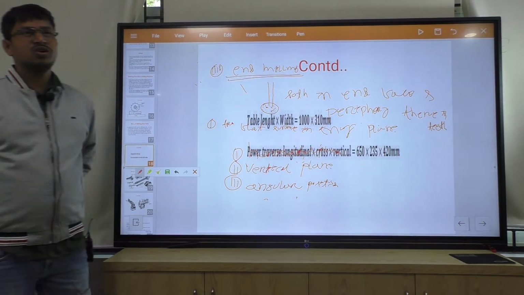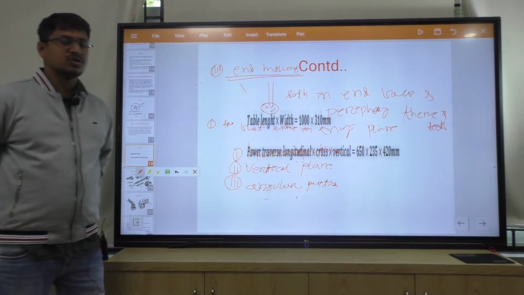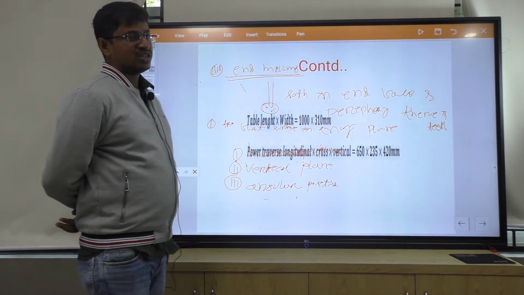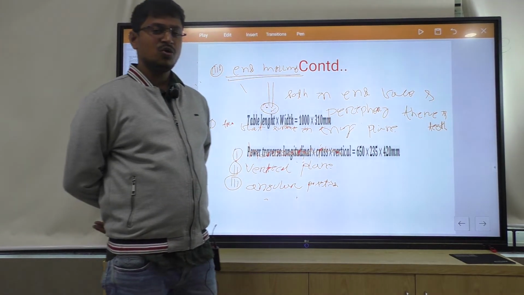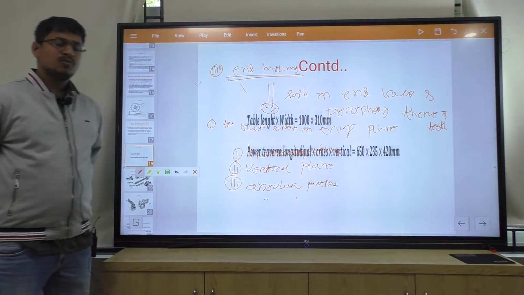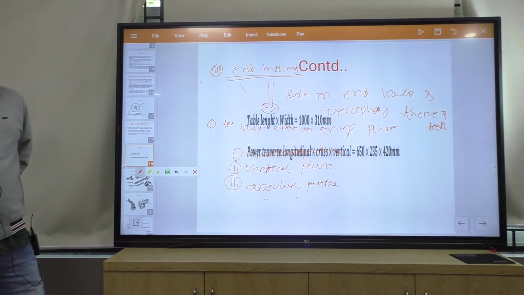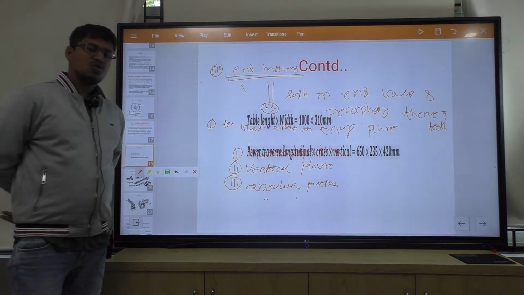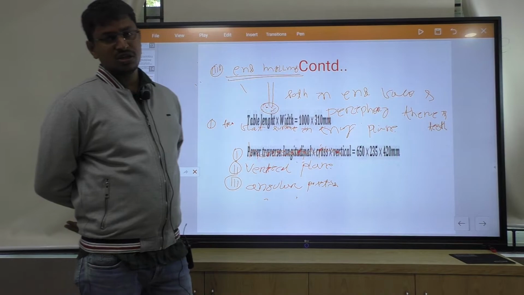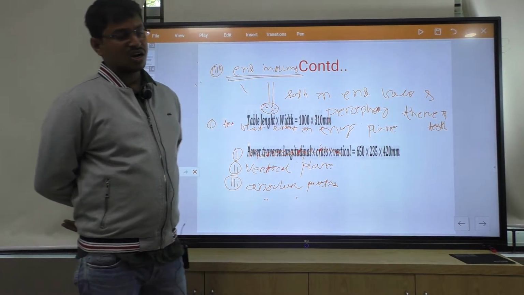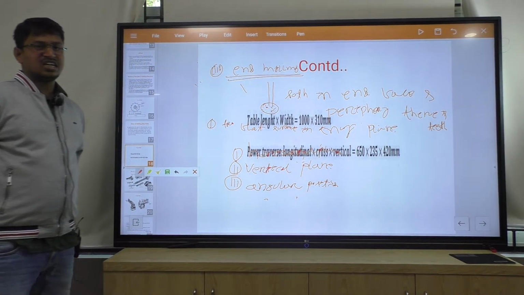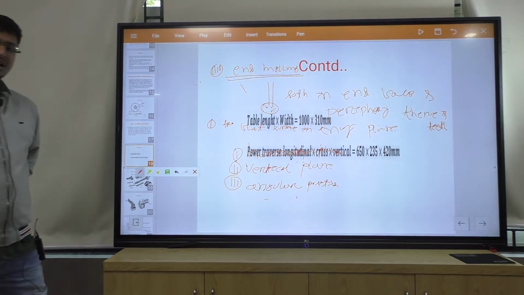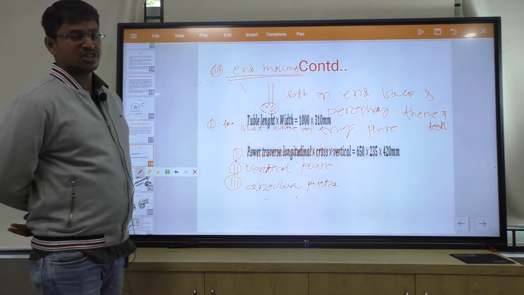First we will divide peripheral milling into two types. One is up milling and another is down milling. In up milling, what happens? The cutter rotation direction and work feed direction are opposite. But in climb milling or down milling, the feeding direction of the workpiece and the cutter rotation direction are both the same.